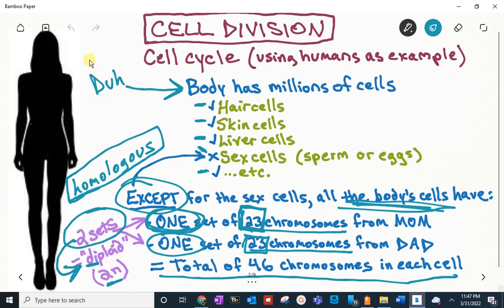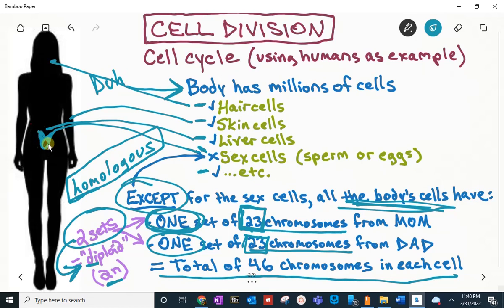Remember when I was talking about there's hair cells, there's skin cells, there's liver cells. So there's also sex cells, and here's her fallopian tubes, and here's her uterus. And the egg, the ovary on the fallopian tubes, those would be the sex cells, the egg. And with a guy, it would be his sperm. So that's what I mean by sex cells.